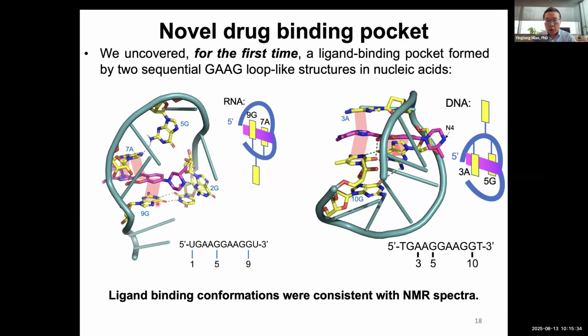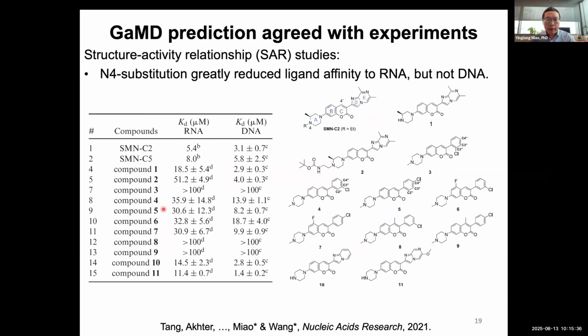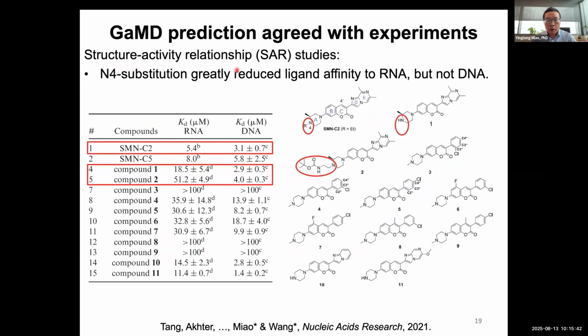Then we checked this in the SAR, structure activity relationship, studies. So in the experiments, our collaborators changed this chemical group on N4. When we have a bulky, much larger chemical group, it can reduce the ligand binding affinity in the RNA, but it has no effect on the binding to DNA. So I think that's quite consistent with our GaMD prediction.